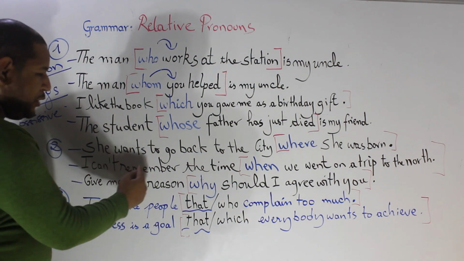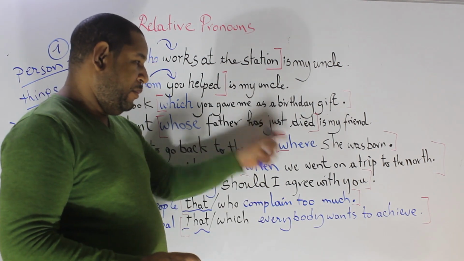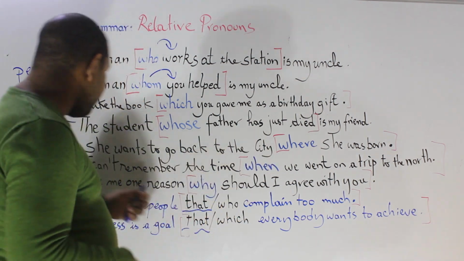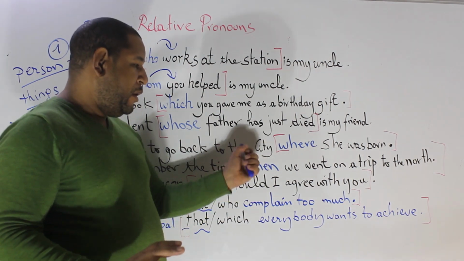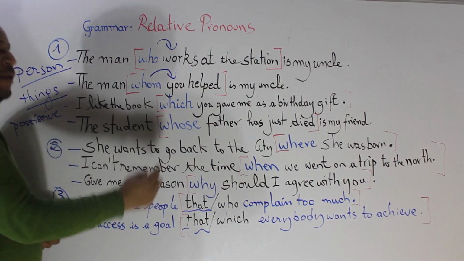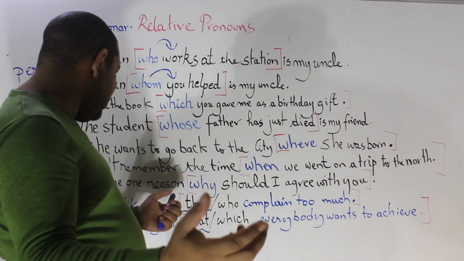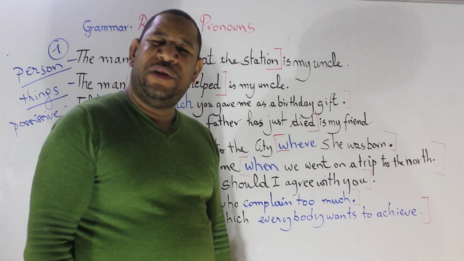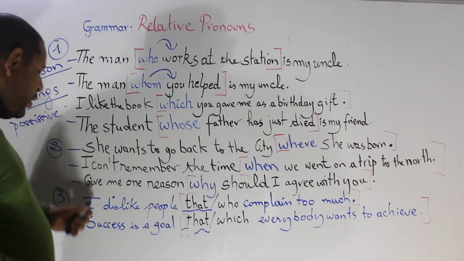We have these three again. So let's look. She wants to go back to the city where she was born. We use where to refer to place because we have city. I can't remember the time, it's clear. When for time. The time when we went on a trip to the north. Give me one reason, one idea, one reason. Why should I agree with you? Give me just one reason why I should agree with you. So we use why with reason.